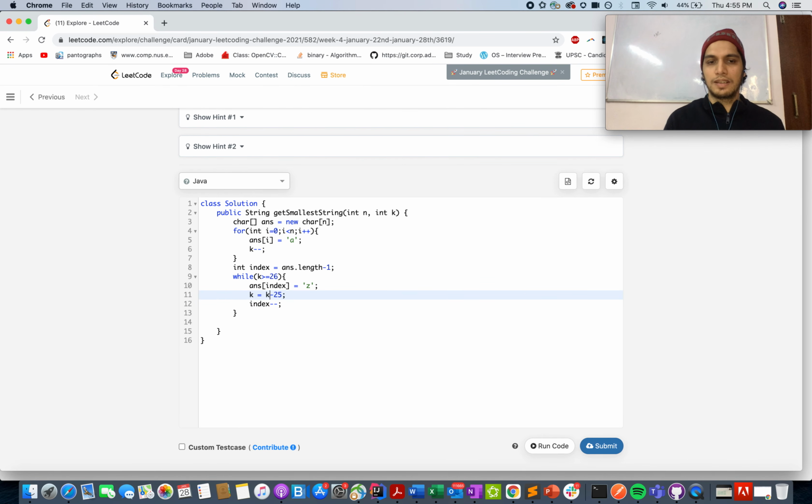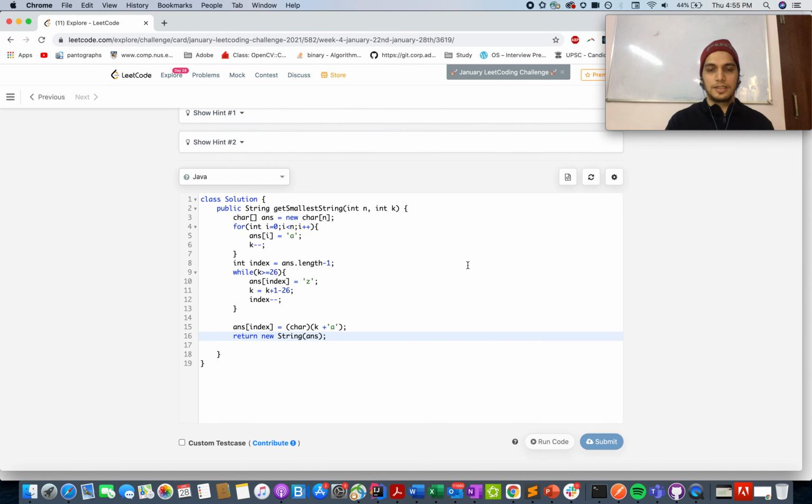Otherwise, what I would have written is k plus 1 minus 26, which gives me the same thing. And once we are out of this loop, we are at the index where k lies between 1 and 26, and we'll replace ans of index with k plus a, that character. Once we are done with this, we'll return the new string formed using ans.